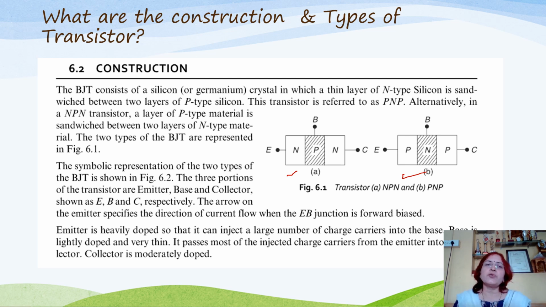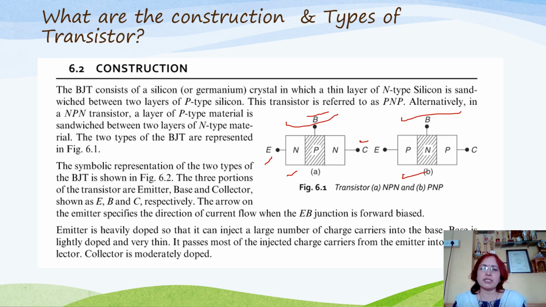So there are two types of transistor. First one is NPN transistor and second one is PNP transistor. Now you can see here there are three terminals. Leftmost is called as emitter, then middle one is called as base and third is called as collector. So transistor is a three terminal device, namely emitter, base and collector.